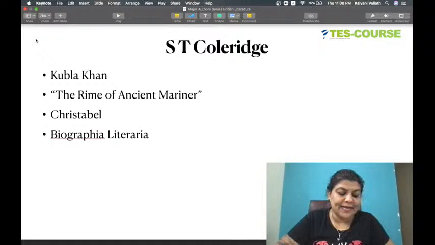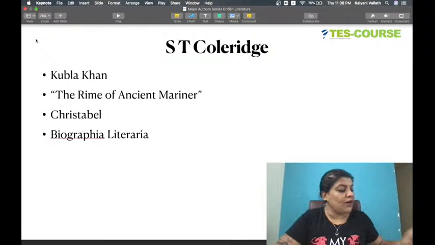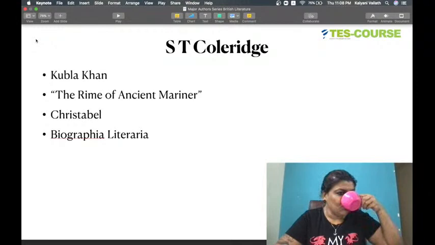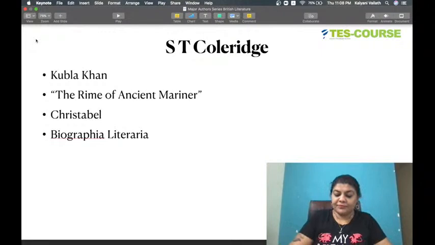Frost at Midnight. In which conversation poem does Coleridge talk about one life? The Aeolian Harp.